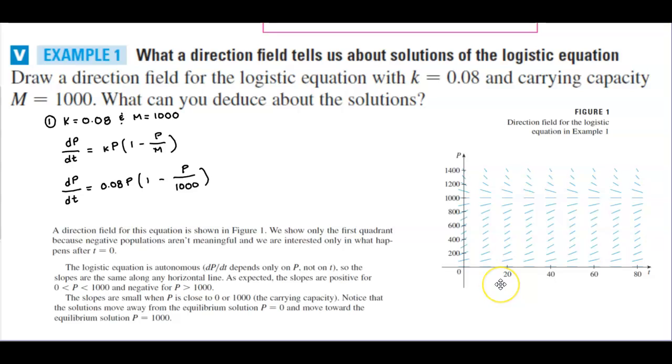Notice that the solutions move away from the equilibrium solution where P is equal to 0 and move toward the equilibrium solution P is equal to 1000. So here you can see how the direction field is going towards the horizontal line, or the equilibrium point, at 1000.